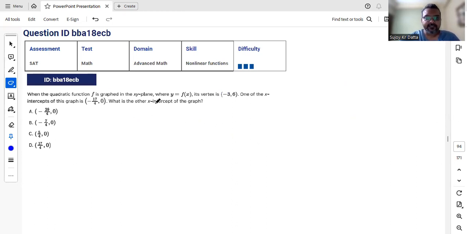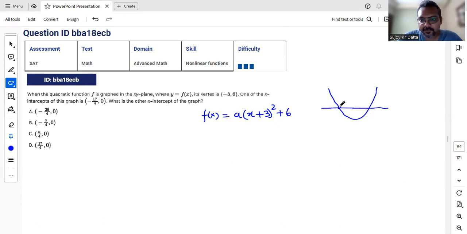The quadratic f is graphed in the xy plane and its vertex is minus 3, 6. Okay, so let's quickly write that down. f(x) is a(x plus 3) squared plus 6. Now it's saying that one of the x-intercepts is given. What is the other x-intercept? If you look at the graph, we don't have to do much. One of the x-intercepts is negative 17 over 4.